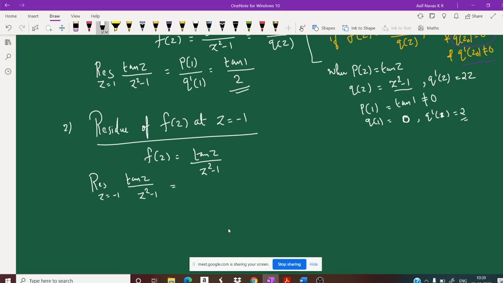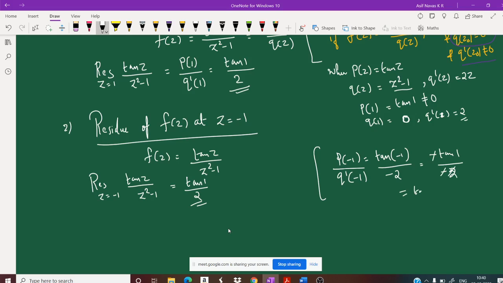Tan 1 by 2. Why? Because we have here p of minus 1 is equal to tan of minus 1, so this must be equal to p of minus 1 divided by q dash of minus 1. So this is minus 2. Tan minus 1 is minus tan 1, divided by minus 2. Minus and minus get cancelled. Tan 1 divided by 2.